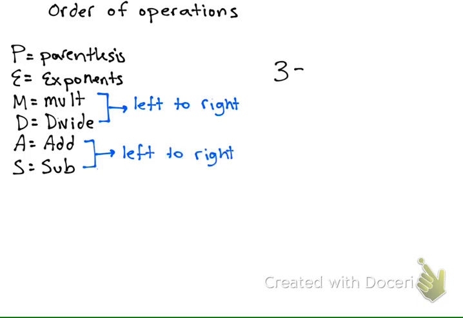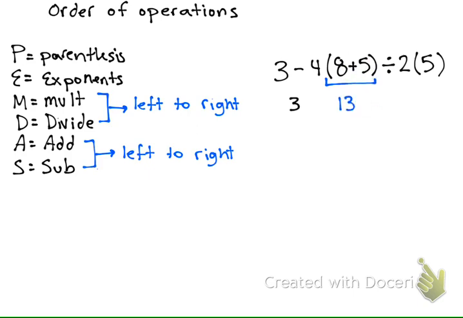Alright, so let's do a couple of examples. So we got 3 minus 4 parentheses, 8 plus 5 close parentheses, divided by 2 times 5. So the first thing in PEMDAS is parentheses. So we're going to do everything that's inside the parentheses. So with the first parentheses, we have 8 plus 5. That's 13. We're going to drop everything else down for now.